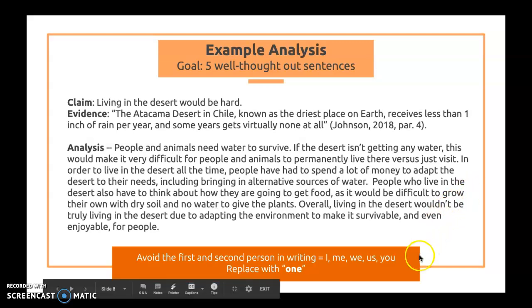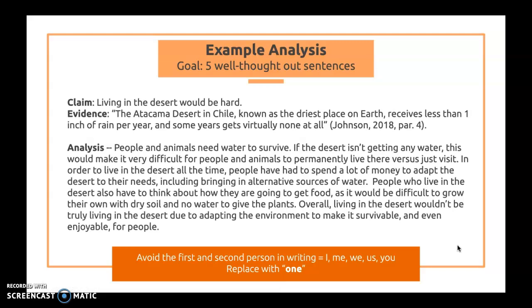You'll notice the last tip I have here is making sure that we avoid the first and second person in our writing. This includes pronouns such as I, me, we, us, you. You'll want to replace these pronouns with the word one. I also, in my analysis that you can see on this page, replaced it with the word people. So again, our analysis is connecting our claim and evidence together using our own words, and this should be the longest part of your CEA.